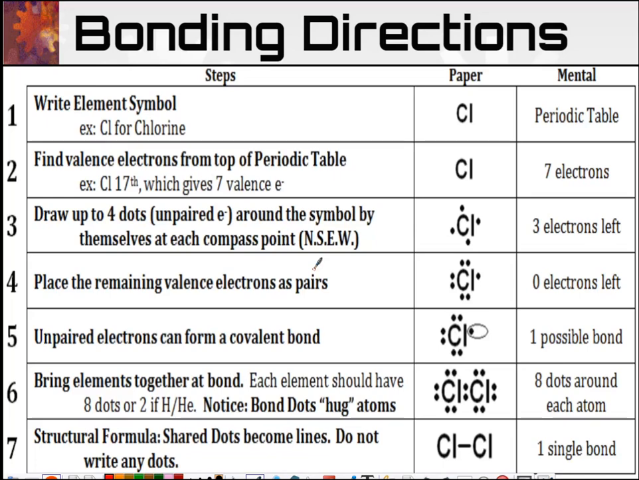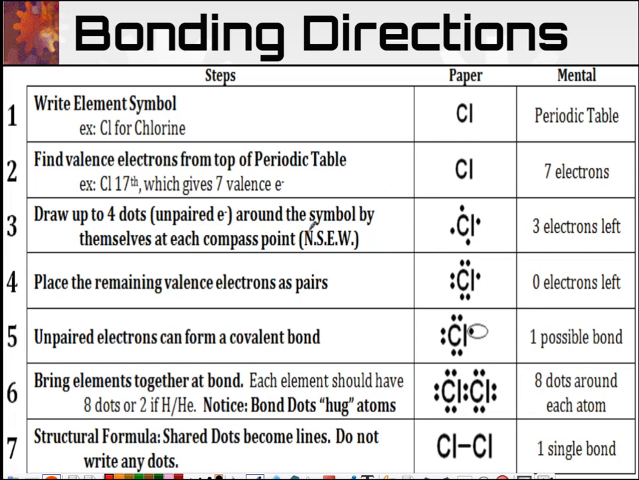Now, over here, step 1, write the symbol. Just think of the table, look at the symbol, write it down on the paper. Then figure out the valence electrons you just wrote down. Chlorine is in the 17th column, which is 7 valence electrons, so we're going to have 7 dots.